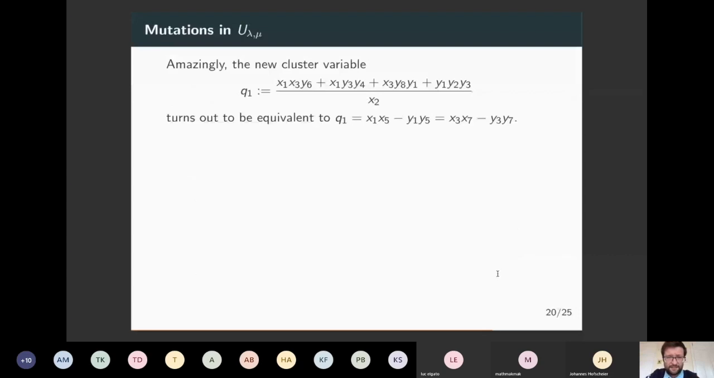And so I have to mutate that, I have to adjoin this new cluster variable to my ring, which is given by this. This is the mutation, algebraically, that I do to mutate at this conic in the base. And so this is a new variable.